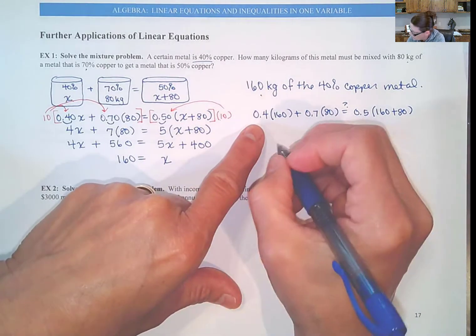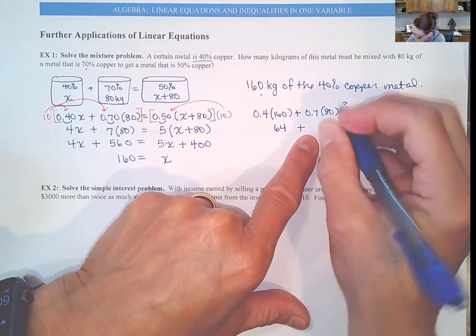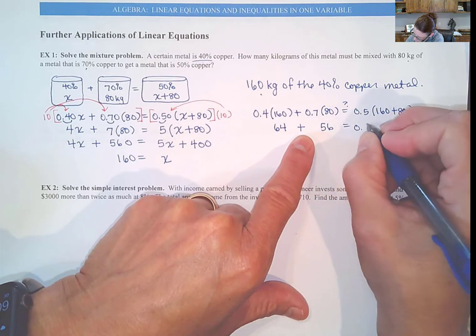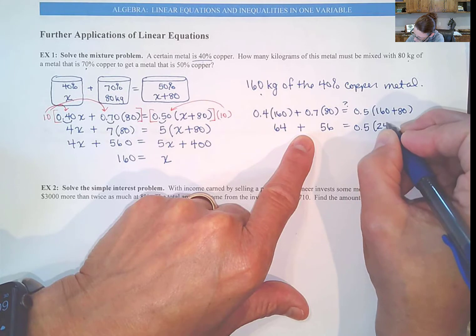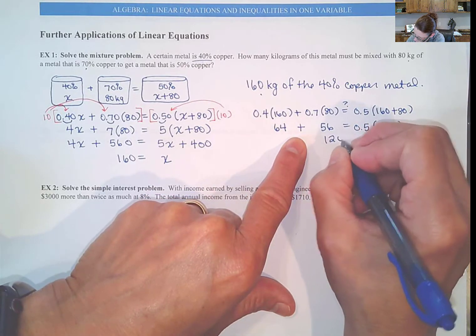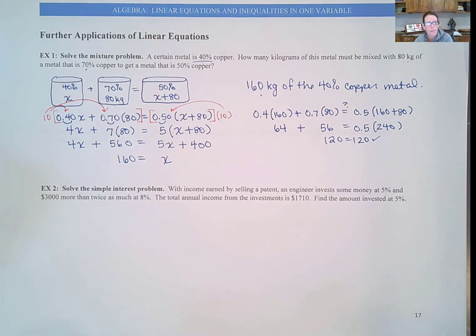Now 0.4 times 160 is 64. 0.7 times 80 is 56. And is that equal to half of 240? This is going to work out because, yes, we get 120 is equal to 120, and that checks out just fine. That's the classic mixture problem, and I recommend pictures to help you summarize your information.